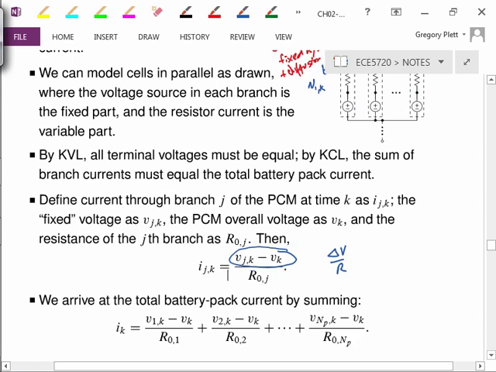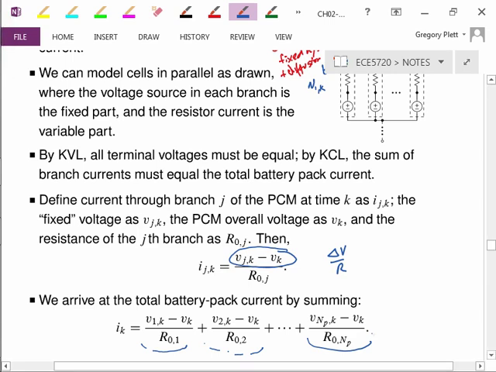We then do that for every one of the branches, so we get an equation for every branch for the current flowing through it. And we arrive at a total, not a battery pack, sorry, but this would be a PCM current, which is actually the same as the battery pack current because the same current goes through the PCM. So never mind, it was correct. Misleading maybe, but correct. The pack current is equal to the sum of all the branch currents. So it's the current through branch 1, through branch 2, all the way up to branch NP summed together.